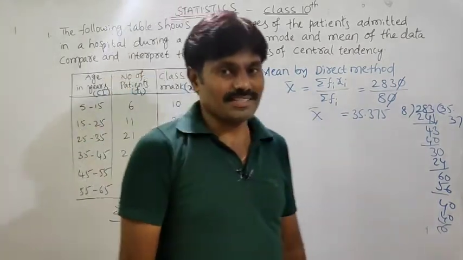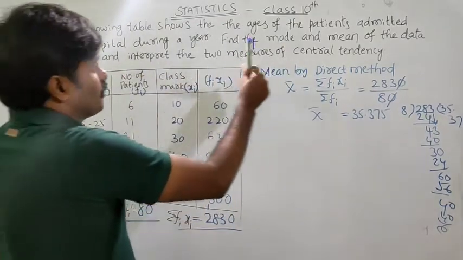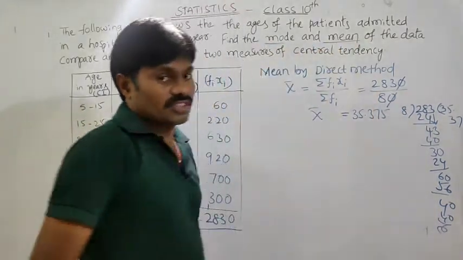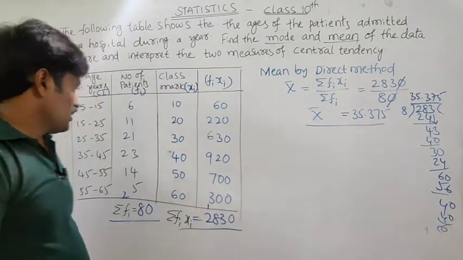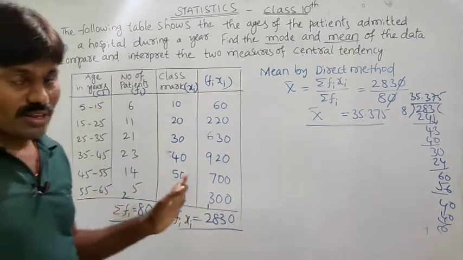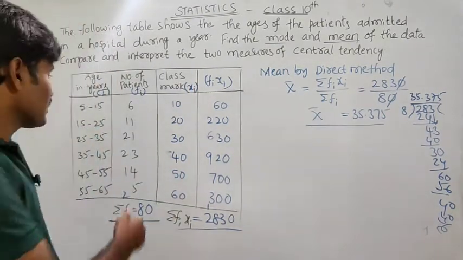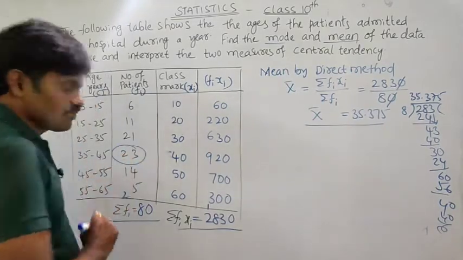Mean mark means average mark. They asked us to find the mode and the mean. First I found the mean, and now we have to find the mode. To find the mode, we first have to identify the modal class. What is the modal class? Before that, what is the highest frequency among these? Yes, 23 is the highest frequency.